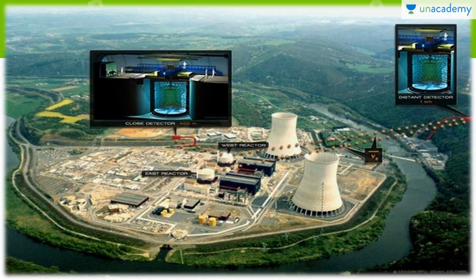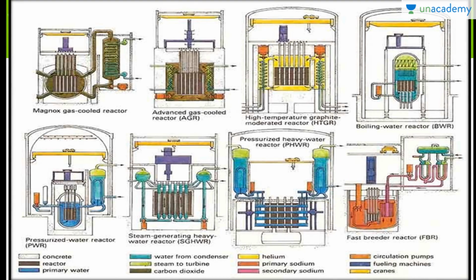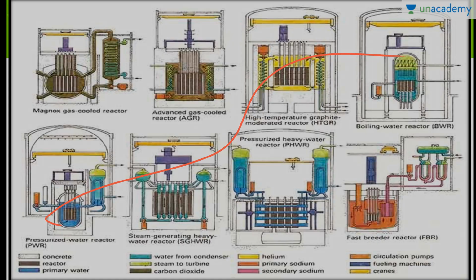You can see here, the nuclear reactors are not always placed next to each other. There is relatively a distance amongst them while placing the nuclear reactors. So you can see the types of the nuclear reactors: the boiling water reactor, the pressurized water reactor, the steam generating heavy water reactor, the fusion reactor, and the high temperature graphite moderated reactor, the HTGR reactors, which we will be studying in detail in our next set of lessons.